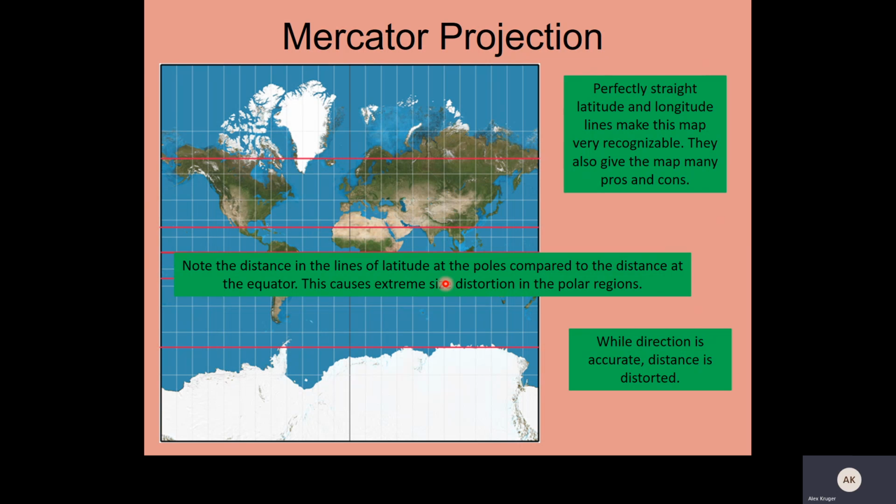Measuring the distance perfectly causes extreme distortions in the north and the south. That's why Greenland looks so huge, Antarctica looks so huge. Antarctica is not more landmass than the whole planet.